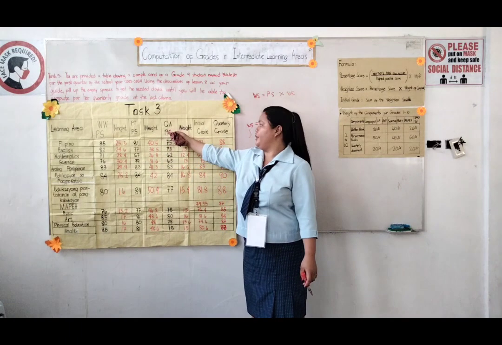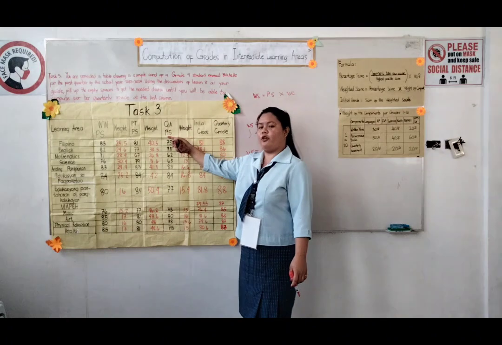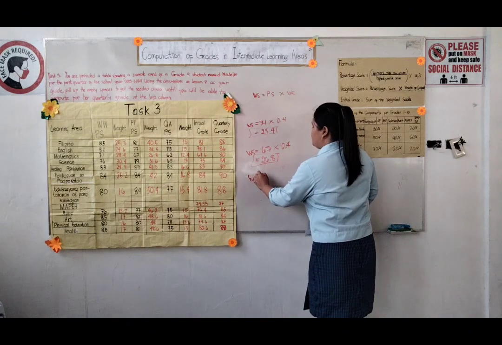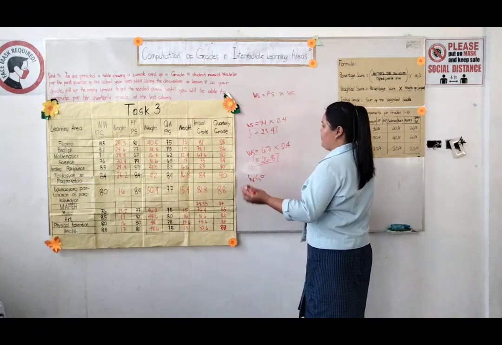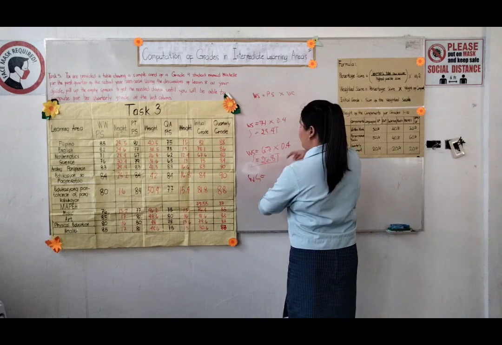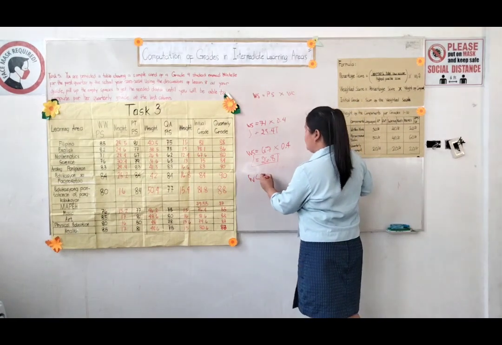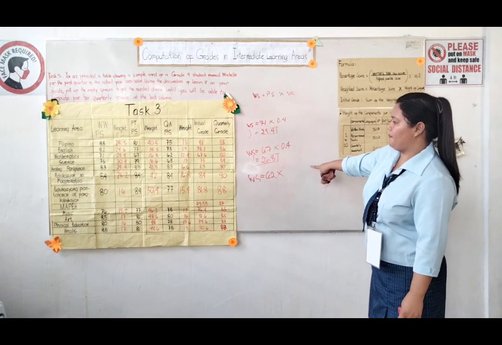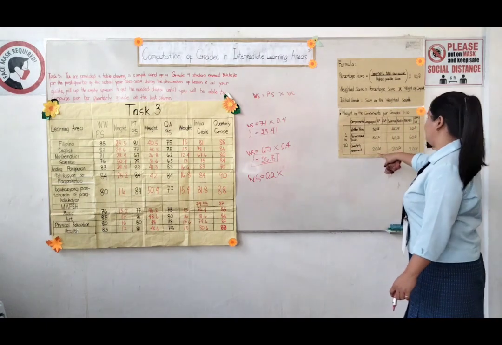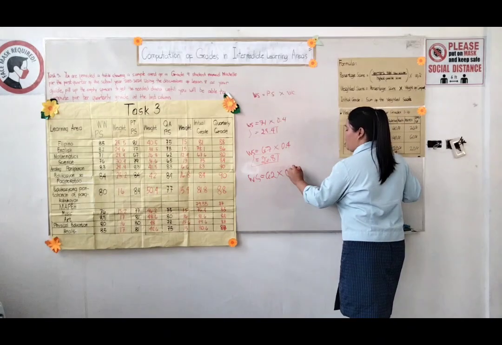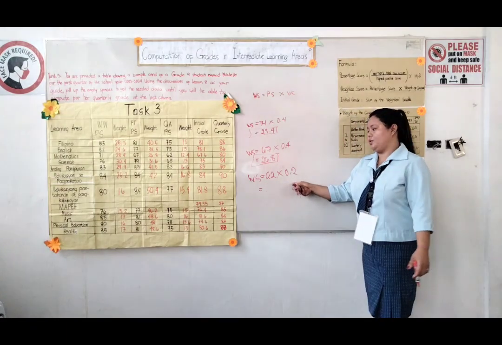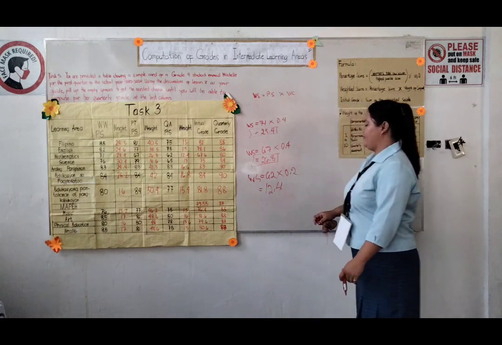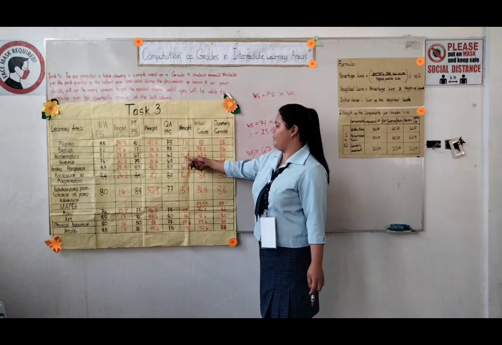So now, let's proceed to quarterly assessment. The given percentage score in quarterly assessment in mathematics is 62. In order to get the weighted score, weighted score is equal to 62 times the weight of component in mathematics in quarterly assessment, which is 20%, so 0.2. So 62 times 0.2 is equal to 12.4. So we have here the 12.4.